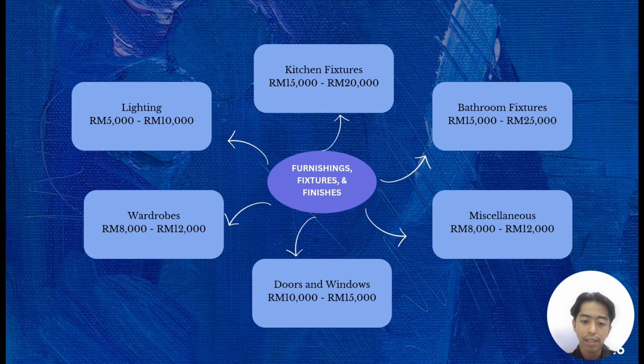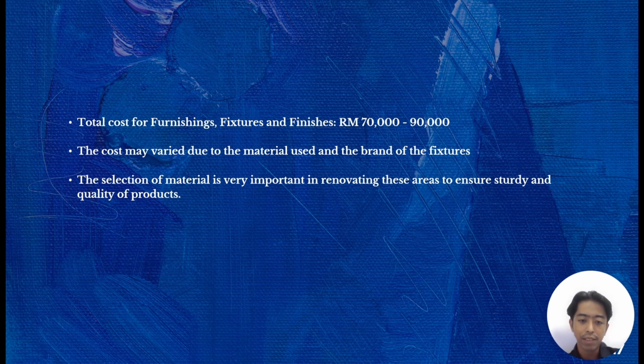Okay, next is the breakdown cost of furnishings, fixtures and finishes. The first one is the kitchen fixtures, that are the cabinets, the countertop, sink, that will cost about 20,000. Bathroom fixtures such as the toilets, wash basins will cost about 20 to 25,000, and the lighting will cost 10,000. Wardrobes 12,000. New doors, frames and window panels will cost about 10 to 50,000, and the miscellaneous, which are the curtain rods, decorative fixtures, will cost around 10 to 12,000. And the total cost of furnishings, fixtures and finishes aspect will cost around 70 to 90,000.